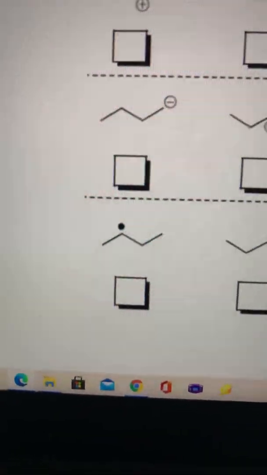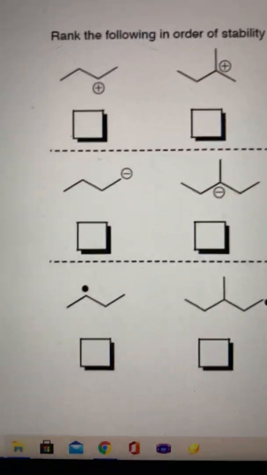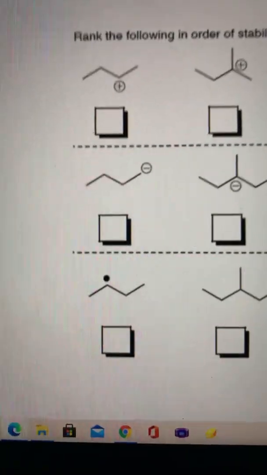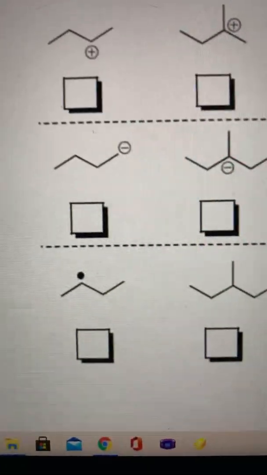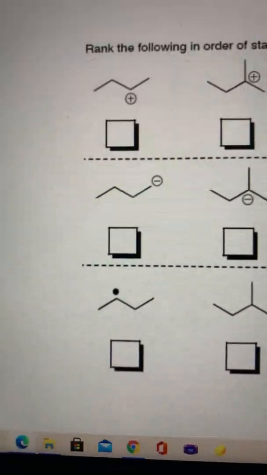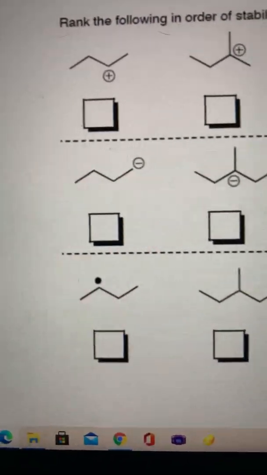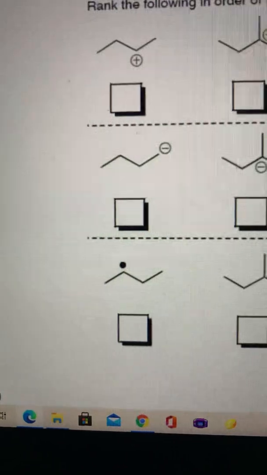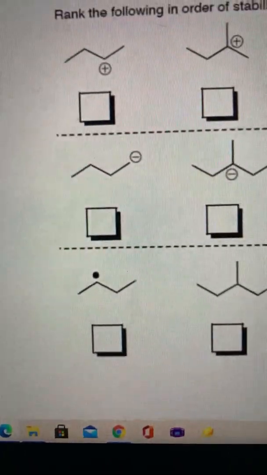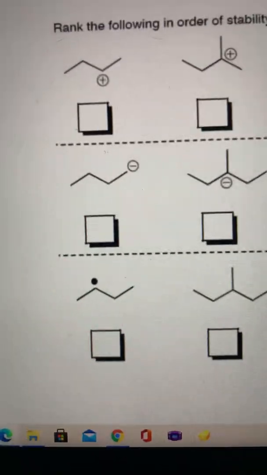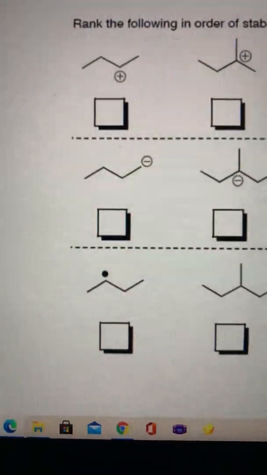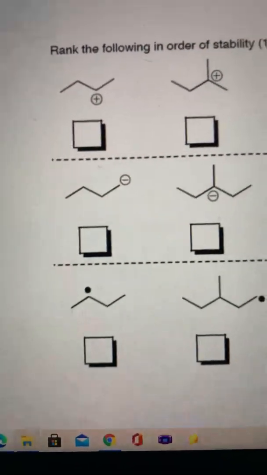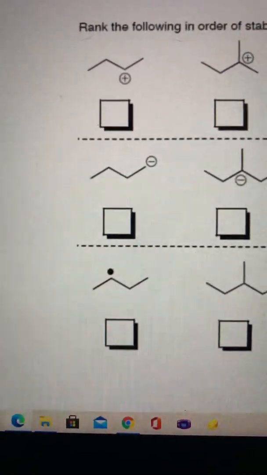Now, radicals have the same logic as carbocations because they're highly reactive, and they're going to want to connect. So they have to have an environment that is similar to a carbocation. Hence, a tertiary carbon is going to be the most stable.